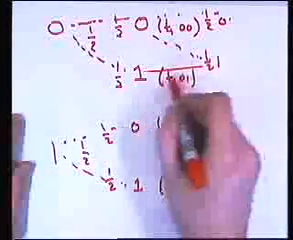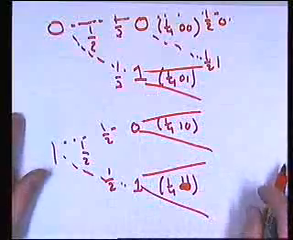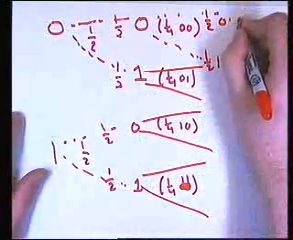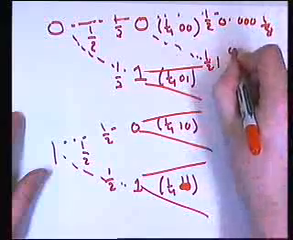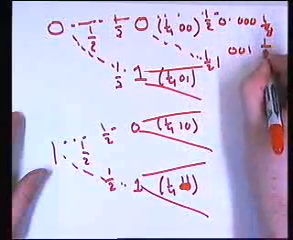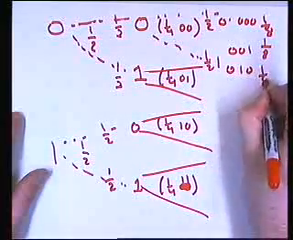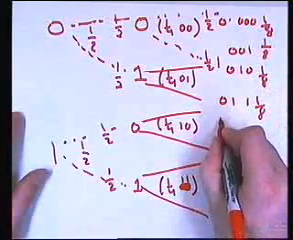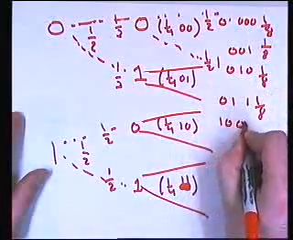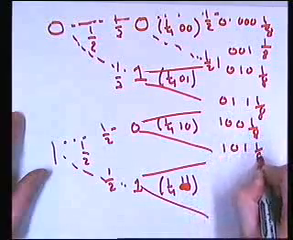And likewise with the rest of these, meaning I want 000 to occur 1/8 of the time, 001 to occur 1/8 of the time, 010 to occur 1/8 of the time, 011 to occur 1/8 of the time, 100 to occur 1/8 of the time, 101 to occur 1/8 of the time, and you're getting the idea.